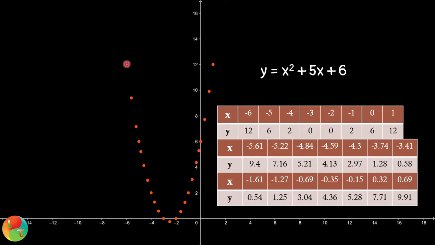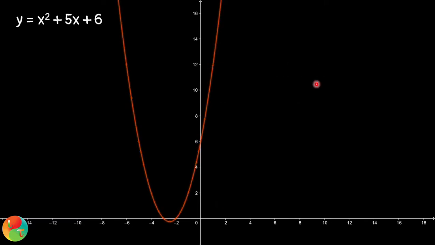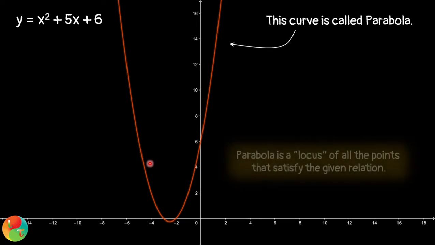and you can see that after you roughly join these points together, you will get a curve which closely resembles a parabola. We know that there are infinite pairs of x and y that can satisfy this equation, and after plotting all of those infinite points together, we'll get something like this. Now this curve is called a parabola.